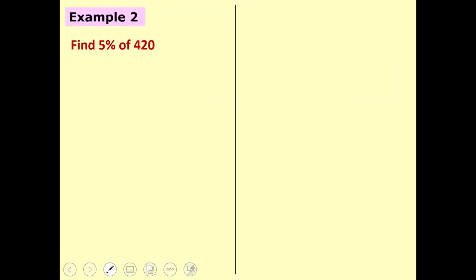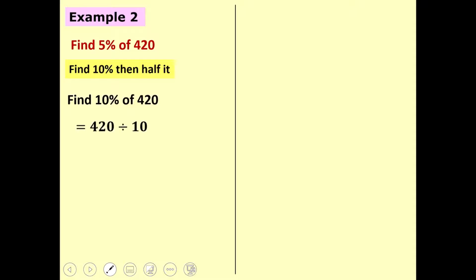Okay, let's look at another example. This time we're going to find 5% of 420. What we're going to do is find 10% and then half it to find our 5%. So first off, find 10% of 420. We know that to find 10% we divide by 10, so 420 divided by 10 gives us 42.